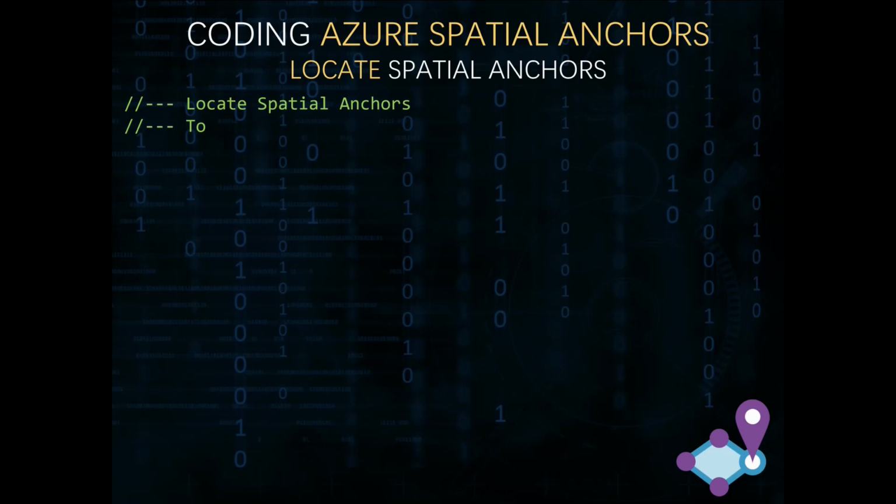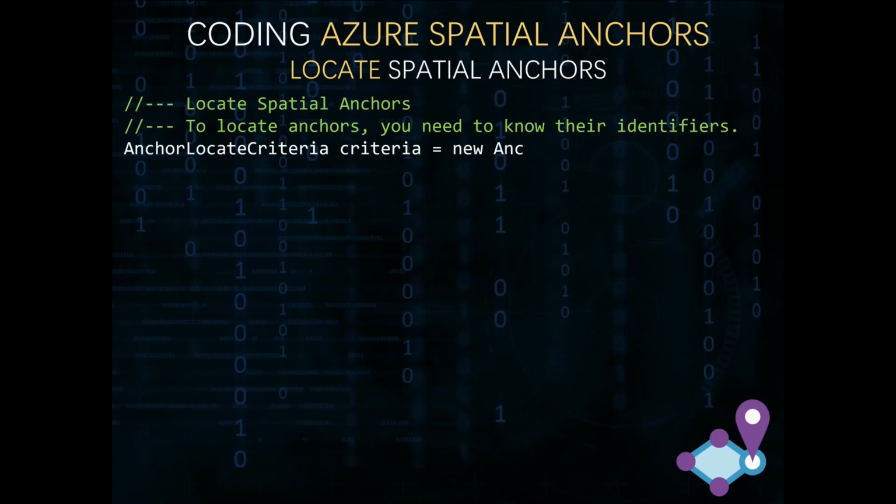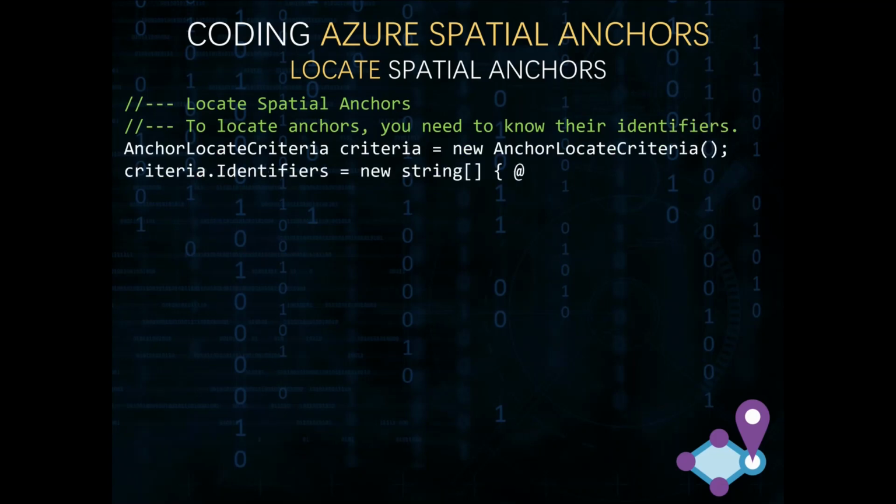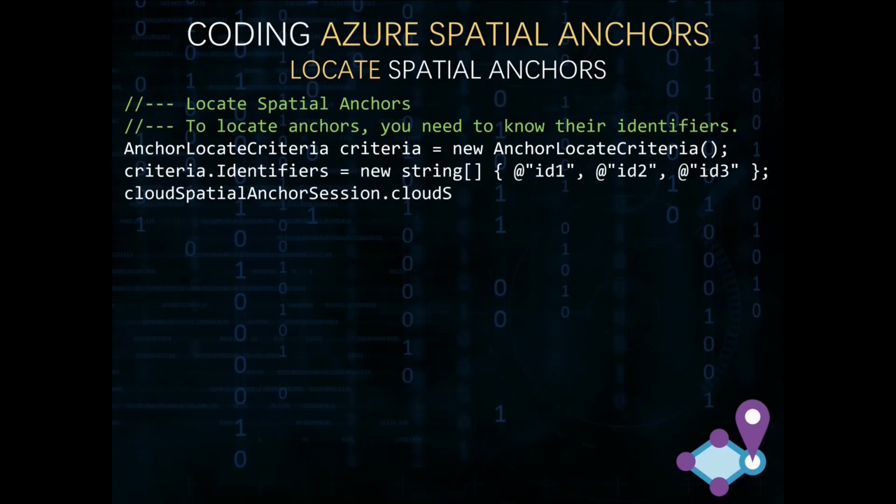Okay, so now that we've saved these spatial anchors, how do we locate those spatial anchors? So we set up a call here. To the local anchor, you need to know their identifiers. So we set up an anchor locate criteria. We then pass in all of the identifiers. They have to be strings, or they're GUIDs, but you pass them in as strings. And then we say create watcher.